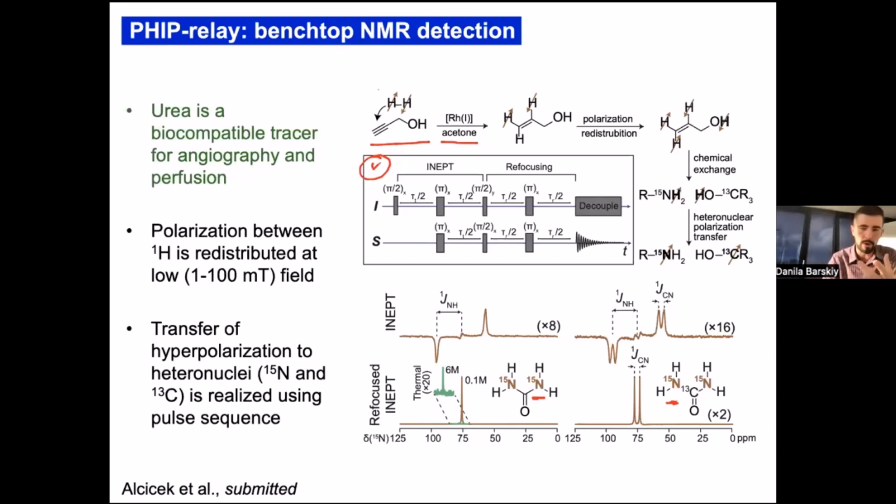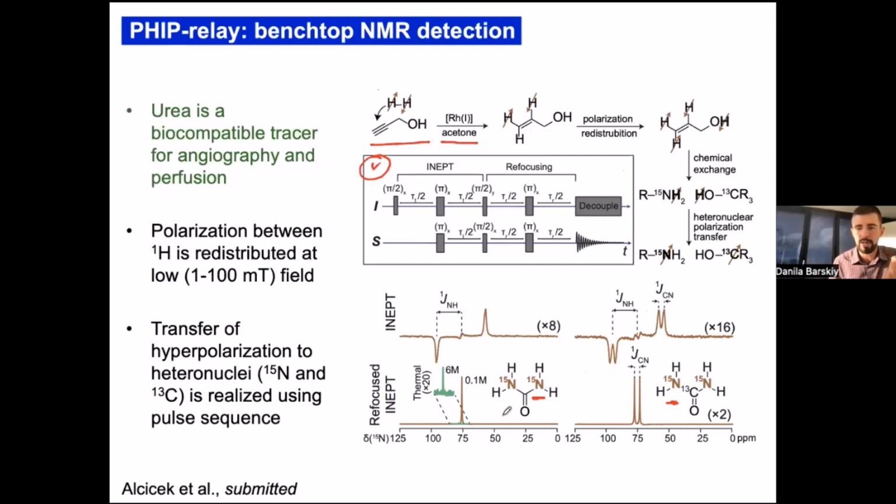So you can do angiography, you can do perfusion experiments, and there's a lot of interest in polarizing urea to large polarization values, in particular on carbon, but I think N15 is also a quite interesting nucleus to investigate. So what we do here, we use this triple bond compound called propargyl alcohol and hydrogenate it in acetone with the rhodium catalyst. And we already have all our chemistry together in the NMR tube.